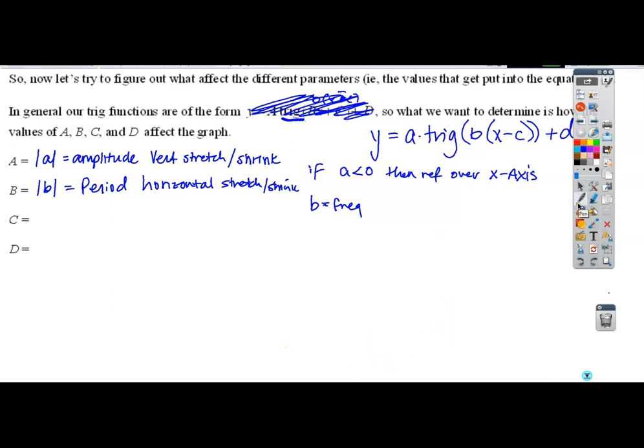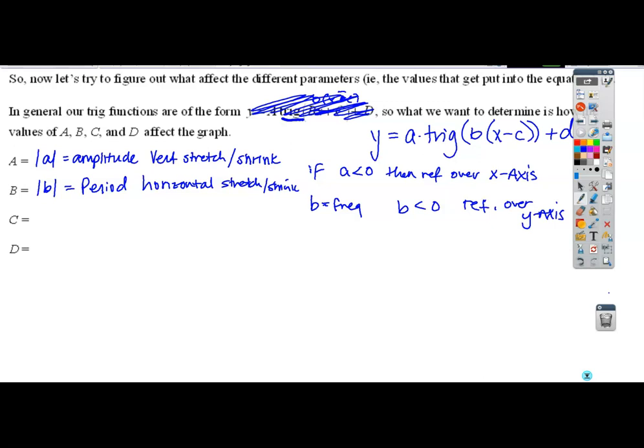But if B is negative, right? We did this also last year. If you have a negative inside of your function, it flips it over my other axis. So if b is less than 0 or negative, then you have a reflection over the y-axis.